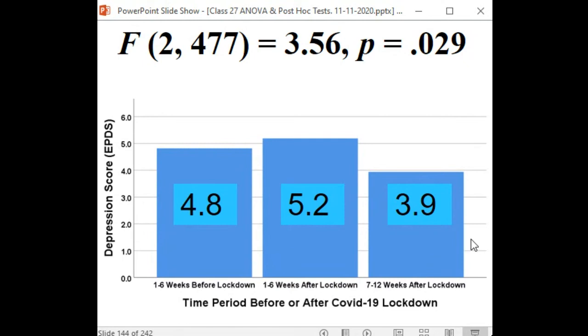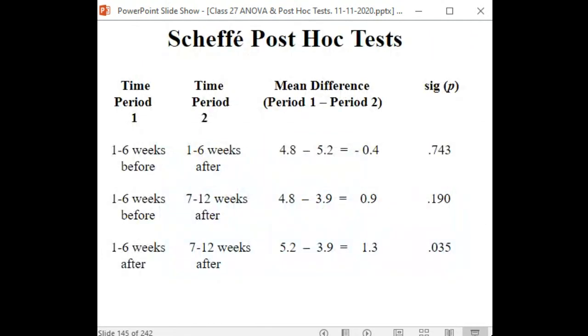We'll find the answers to these questions using post hoc tests. Now, this is a computer printout that shows the post hoc tests. It shows the post hoc tests for the three groups of pregnant women in the depression study.